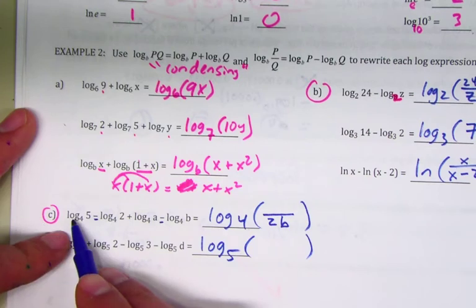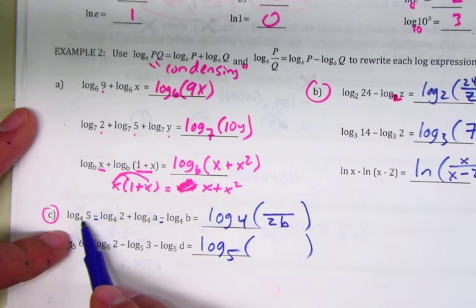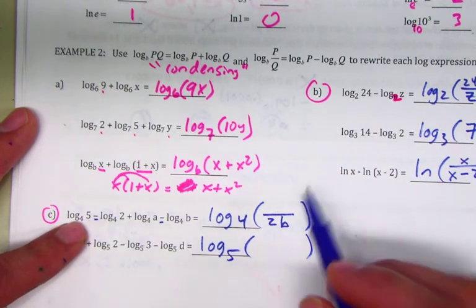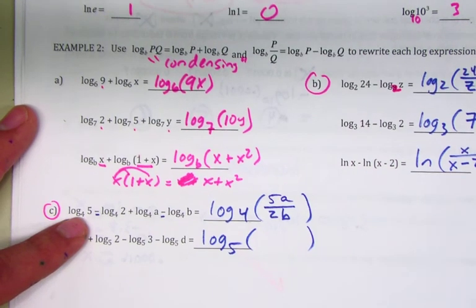Okay? And then the ones that are positive, we just put those in the numerator and multiply those like normal. So we got 5, what else? An a. So this would be your answer.